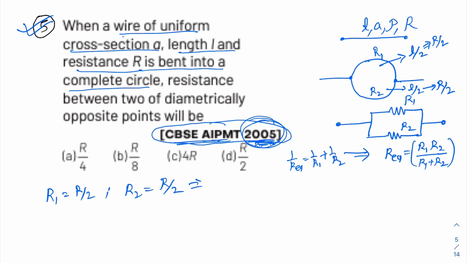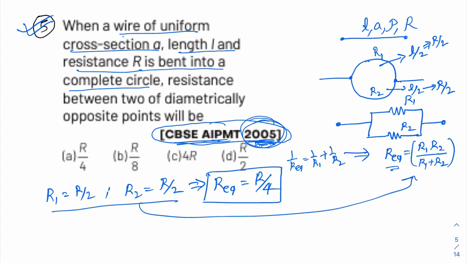So R equivalent will be, parallelly connected, same R by 2, so it will be half of that, so it will be R by 4. Simply we can put these values in this equation, then also we will get the same R by 4. So the answer is R by 4, which means option A.